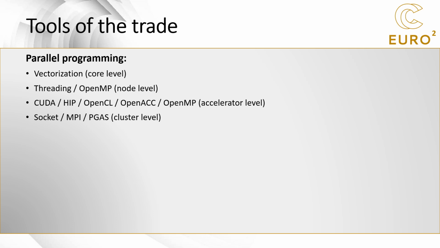For GPUs, there exist different protocols depending on the type of graphic card. CUDA is for NVIDIA, HIP is for AMD, and OpenMP is also a protocol for accelerators.